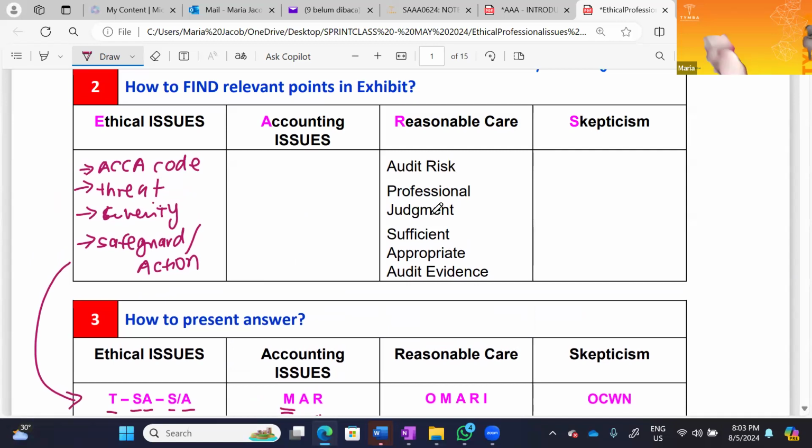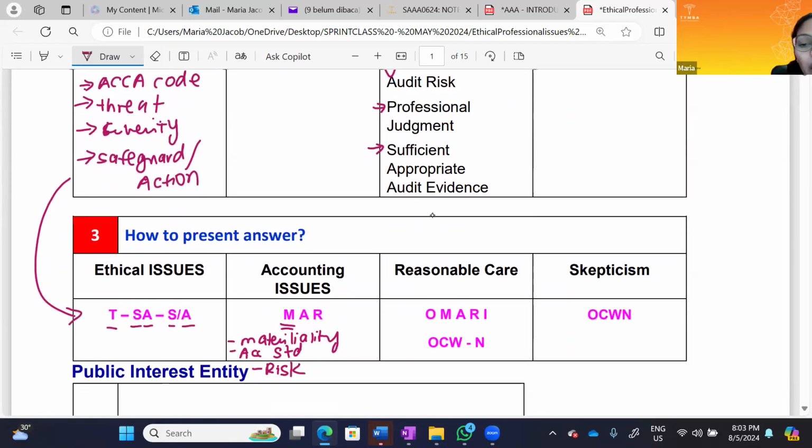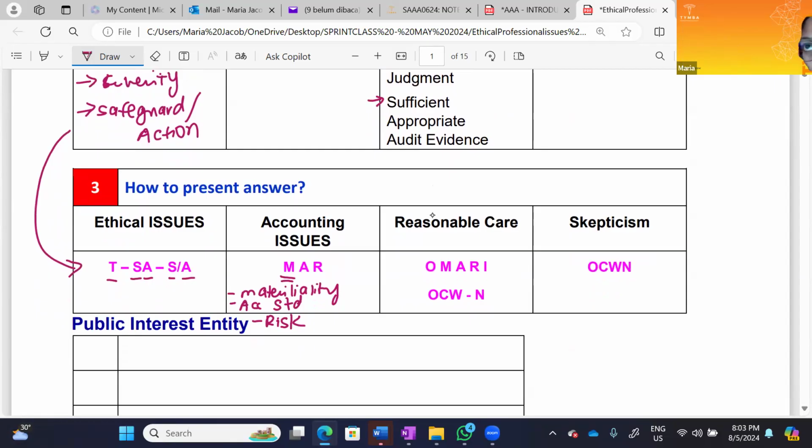Now, reasonable care is a situation where you might have to face audit risk. You have an issue with professional judgment. You have an issue in terms of obtaining sufficient appropriate audit evidence. So for reasonable care, the way you have to explain it could be two ways. Either you explain it from materiality, accounting standard, the risk and the impact, or you might have to explain it from what is the issue, observation, what is the comment, why you comment in that manner, and what will be your action.